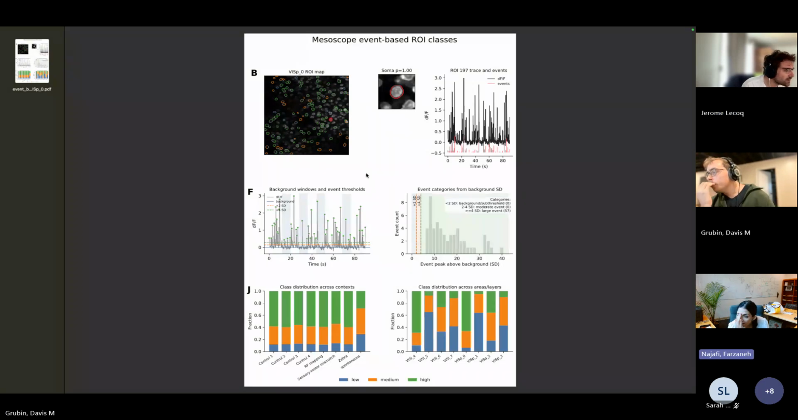So the idea is this is then our measure of SNR. Is that the idea, Jerome? It's one measure of SNR that we could use, yes.